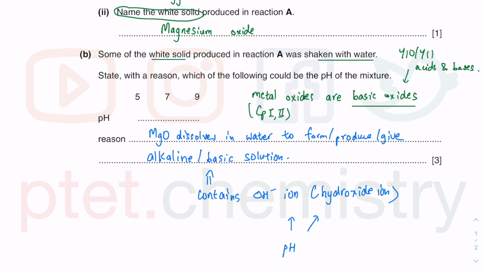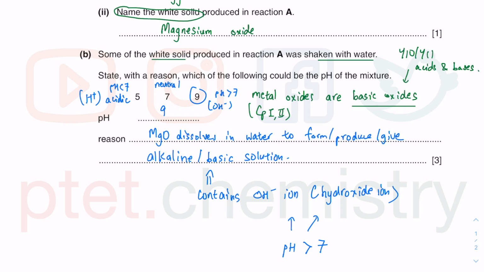Hydroxide ions are basically the ones where the pH is greater than 7, because pH 7 is what you call neutral. pH lesser than 7 is your acidic, as a result of H+, and then this is due to OH-, pH greater than 7, so it's got to be pH 9 there.